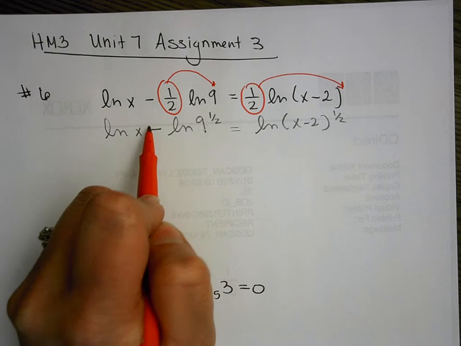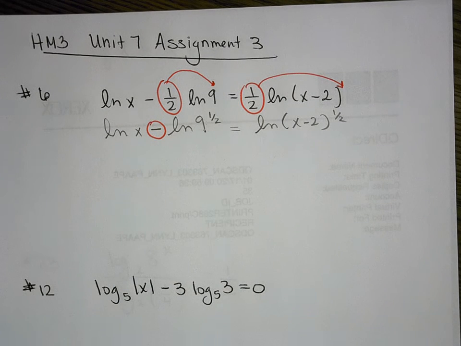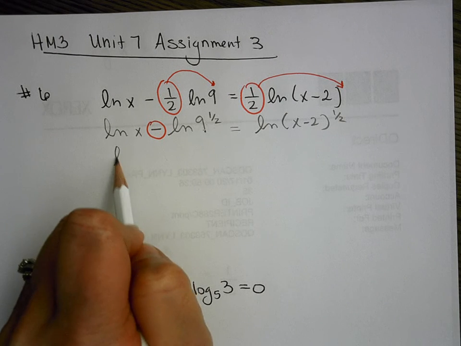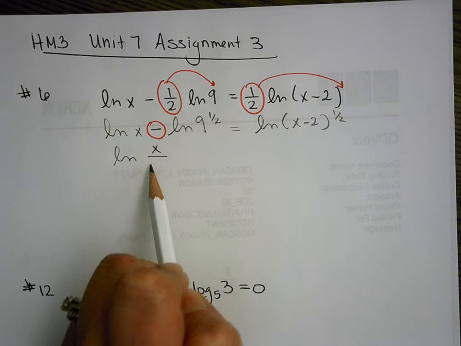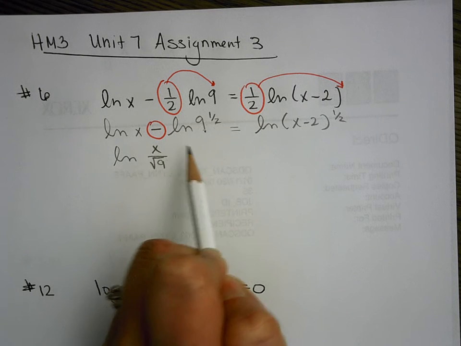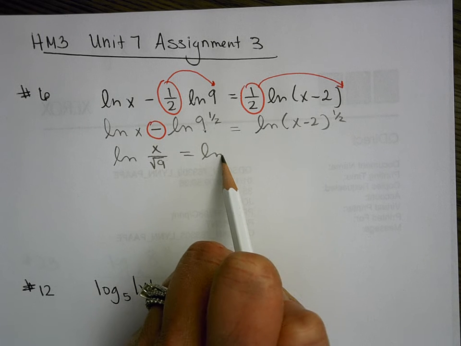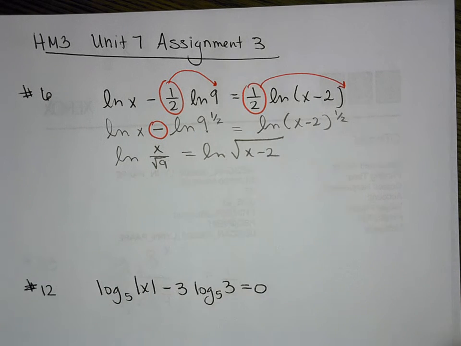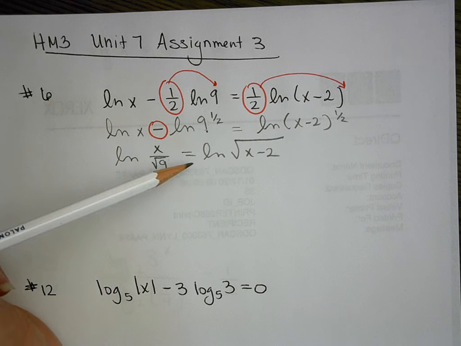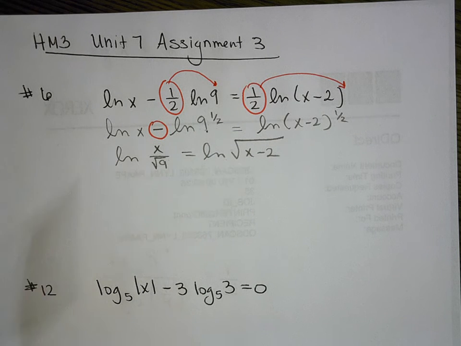And so I look to see that I have a subtraction. So whenever I have a subtraction, I'm going to use a log property that says that I can divide. So x will become the numerator, and then 9 to the 1/2 power is the same as the square root of 9. And so then this will become a square root as well, and then I would have that. So then once I have that, I know that the natural log of x over root 9 has to be equal to the natural log of root x minus 2.